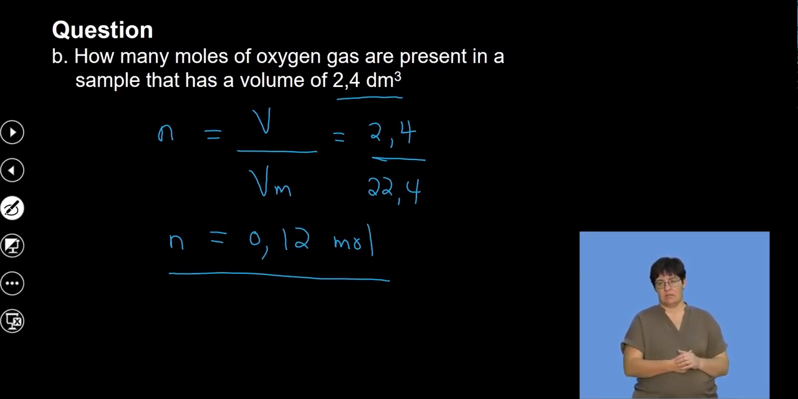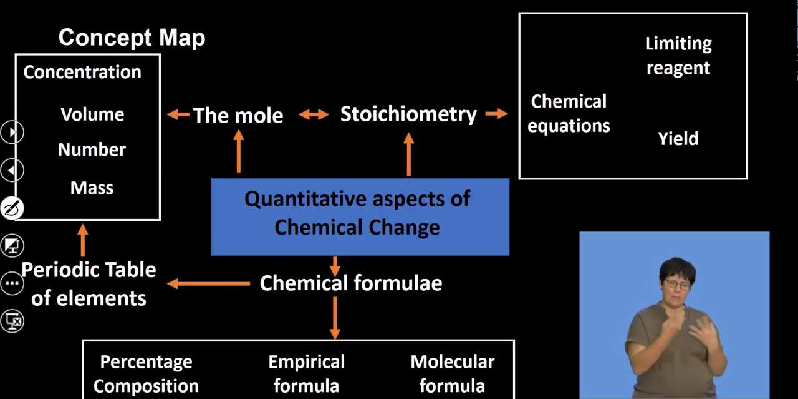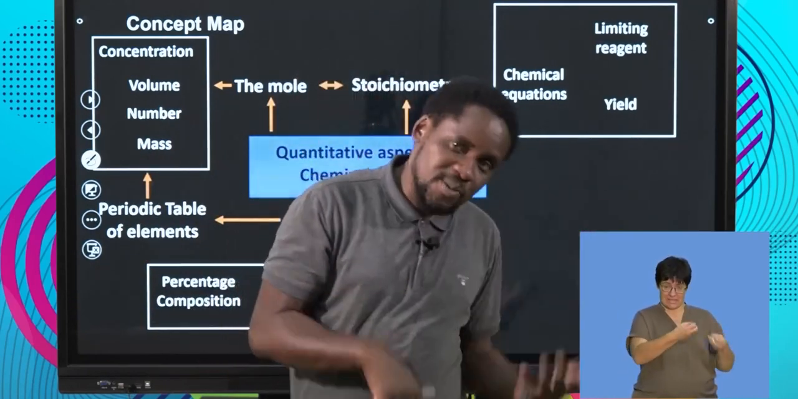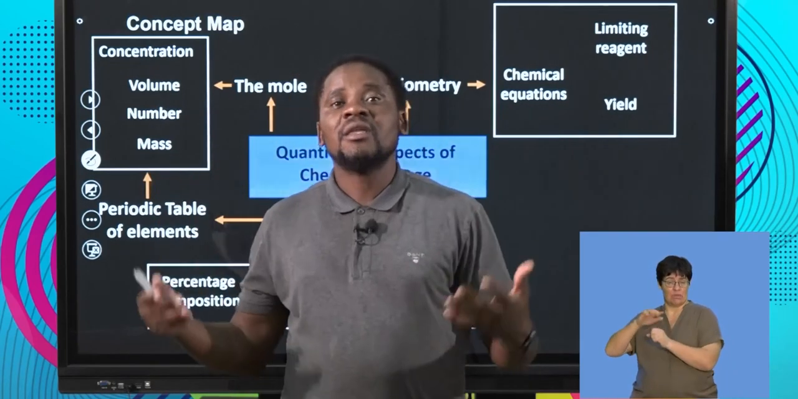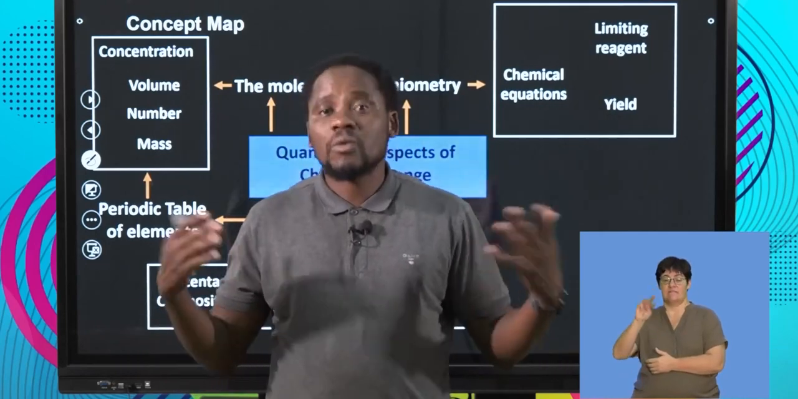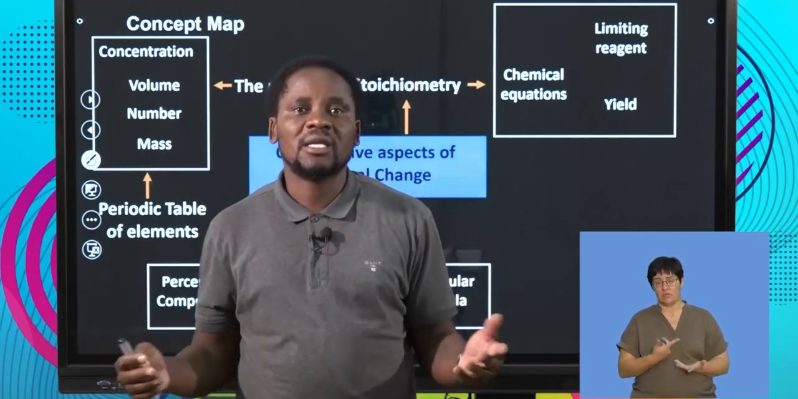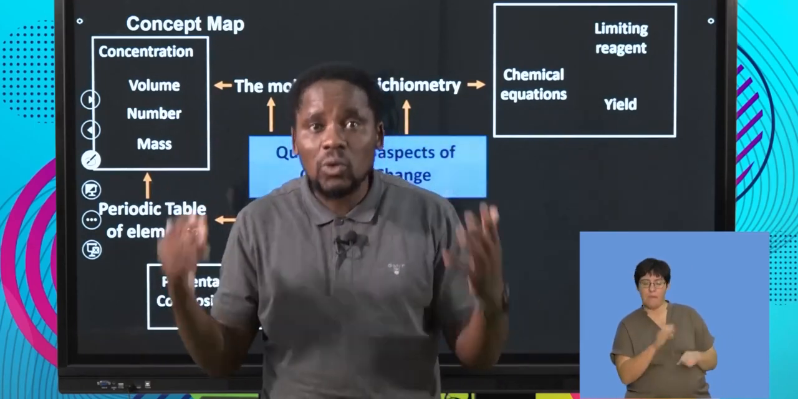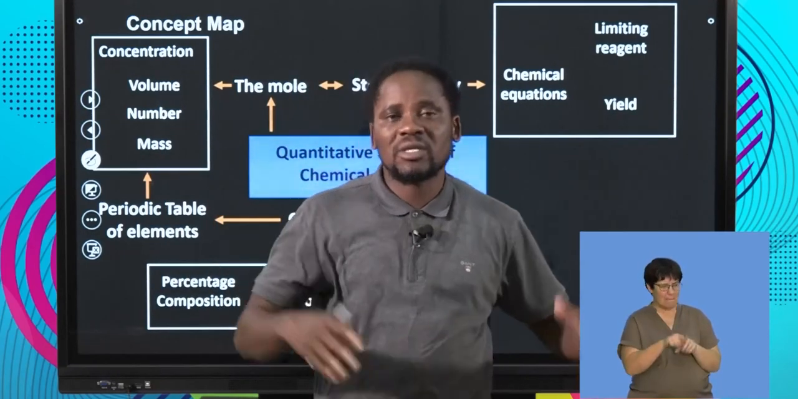So the idea is to work out the number of moles, but it depends on what you're given. From the two equations, if you are given the mass, we use the molar mass. But if you are given the volume and it's a gas at standard temperature and pressure, we can use the molar gas volume. Either way, it gives us the number of moles. So the idea of quantifying matter is that it's always about the mole, and each mole contains the same number of particles. That's the main idea.